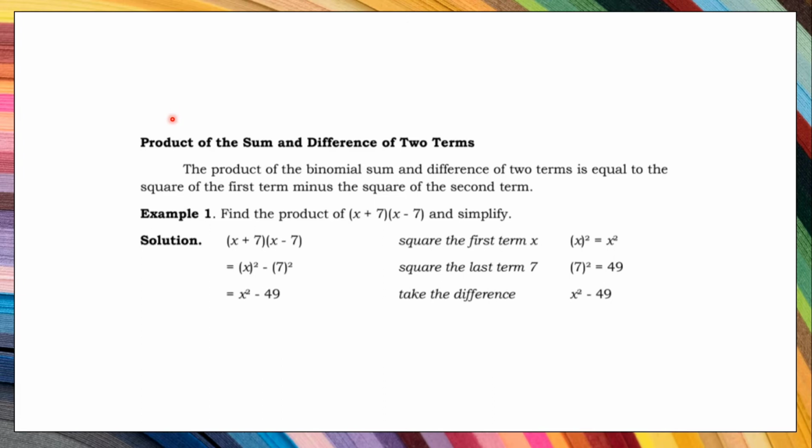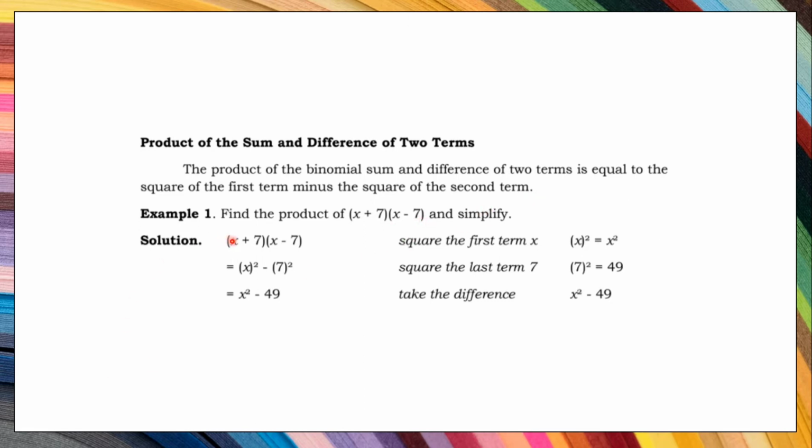Product of the sum and difference of two terms. The product of the binomial sum and difference of two terms is equal to the square of the first term minus the square of the second term. Example 1. Find the product of x plus 7 times x minus 7 and simplify.